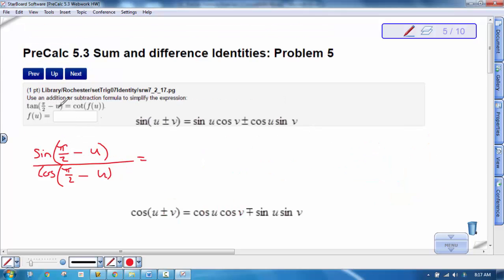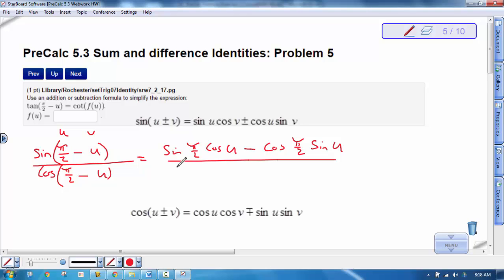Okay, the next problem gives us the tangent of pi over 2 minus u. So we want to use addition and subtraction formulas to simplify. So I'm going to write it like this: tangent is sine over cosine, and I'm going to plug in with our formulas. So I have the sine of the first angle, which is pi over 2, cosine of v, which is u, and then I have a minus, so it's going to be a minus here, cosine of pi over 2, sine of v, which is u in this case. There's u and there's v according to this formula.